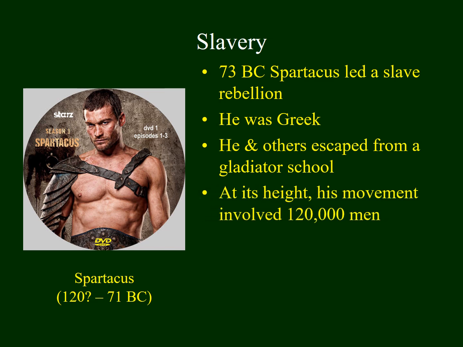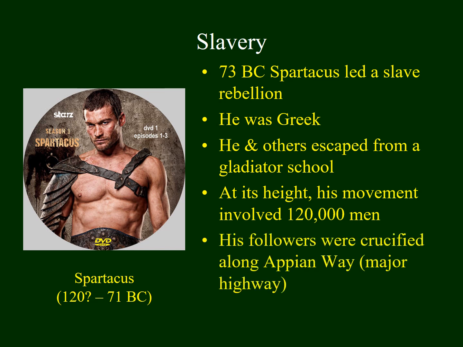However, once it was so successful, the Romans drew their forces against Spartacus and his men. He was killed, and then his followers were crucified along the Appian Way, and their bodies were left to rot for months, as a reminder as to what would happen if you're a slave and you rebel against the Roman Empire.